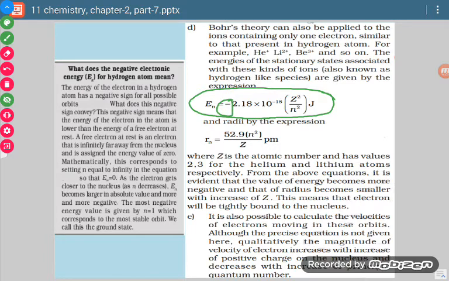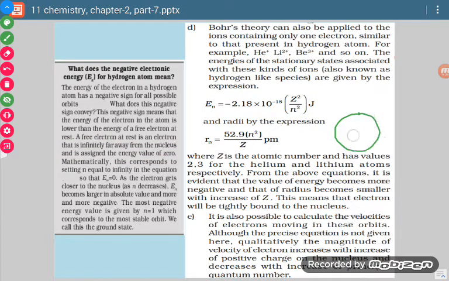So for this we are explaining: this negative sign means that the energy of the electron in the atom is lower than the energy of a free electron at rest. A free electron at rest is an electron that is infinitely far away from the nucleus and is assigned the energy value 0. Okay, now see, you can understand it like this.